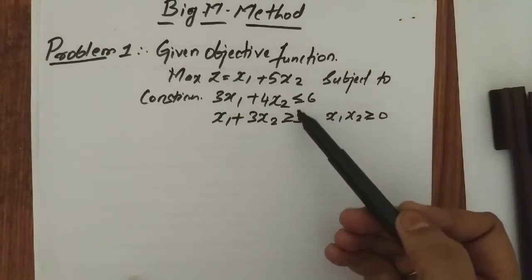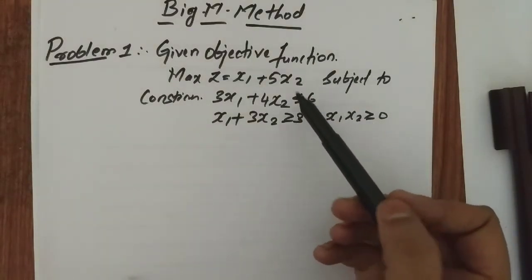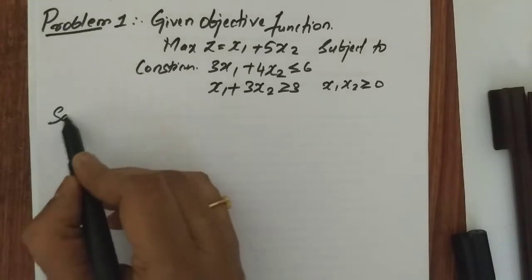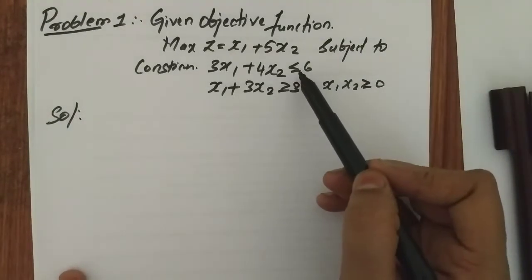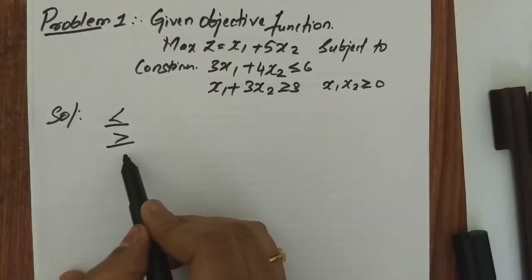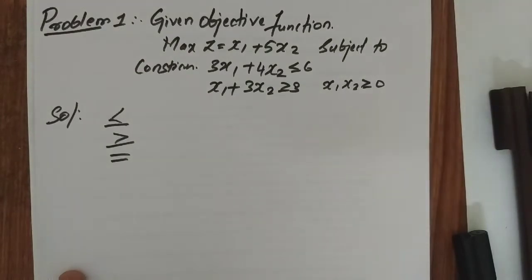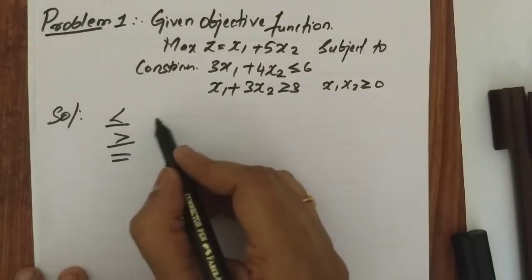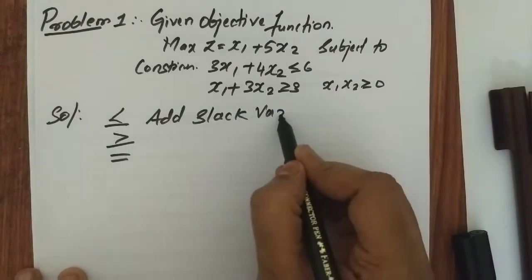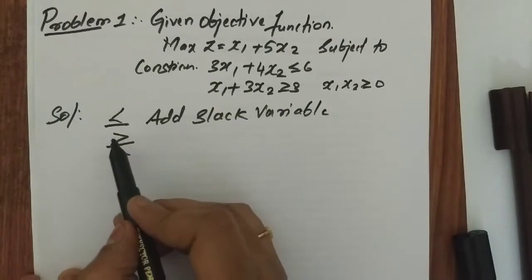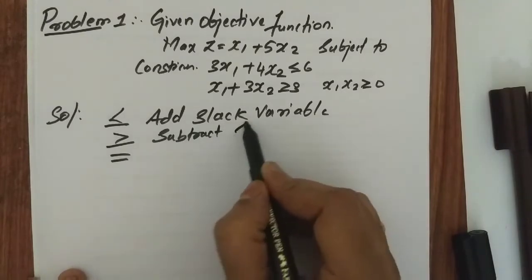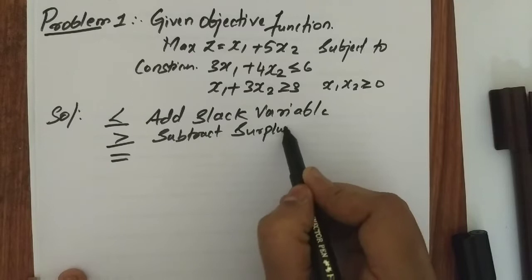When we have less than or equal to and greater than or equal to constraints, we will use this Big M method. The first step of the solution is to understand the inequalities of the constraints: less than or equal to, greater than or equal to, equal to. These are the possible conditions. Whenever we have less than or equal to, we need to add slack variables. Whenever it is greater than or equal to, subtract a surplus variable.